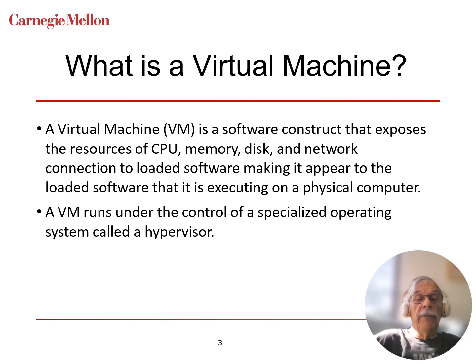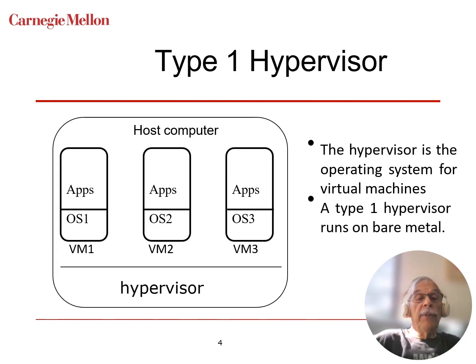And a virtual machine runs under the control of a specialized operating system called a hypervisor. And there are two types of hypervisors. One runs on bare metal, so you have the host computer, the hypervisor, and a collection of virtual machines, each with their own operating system and their own set of applications.